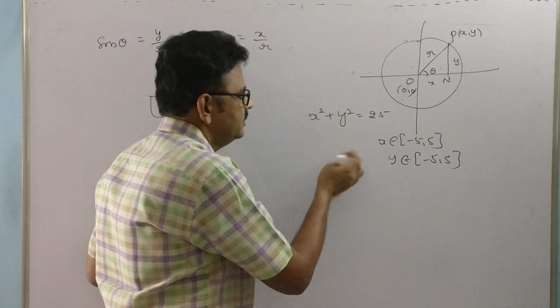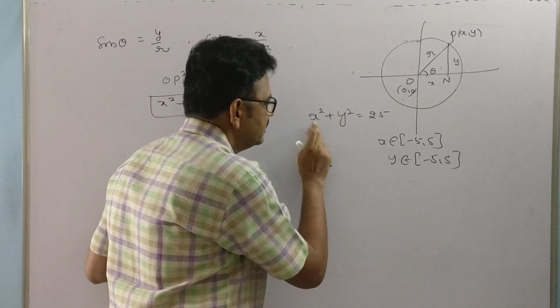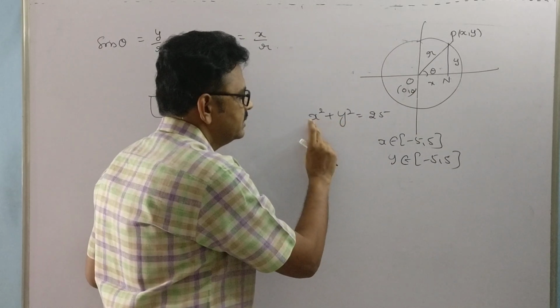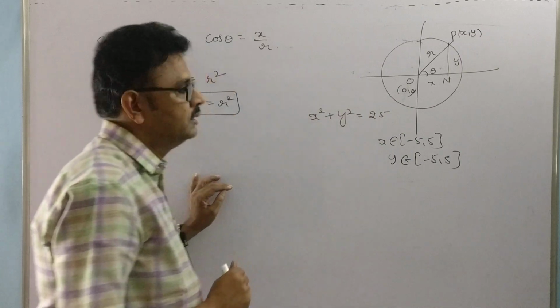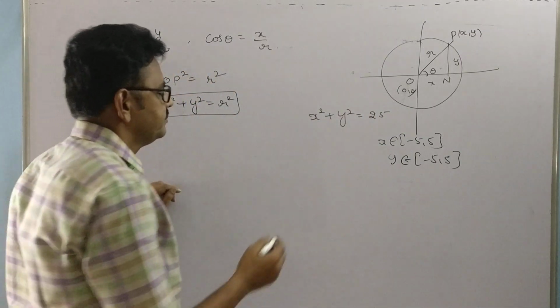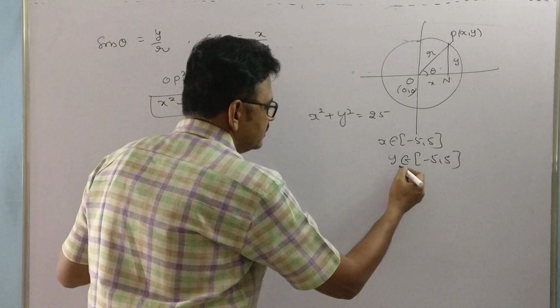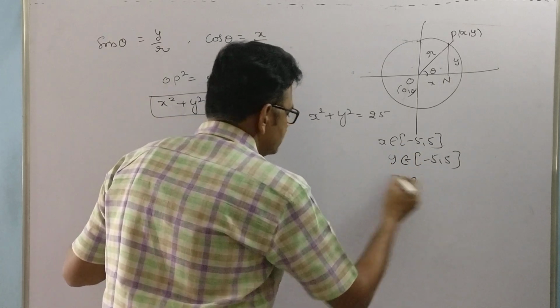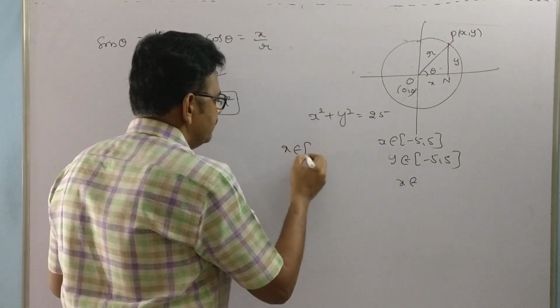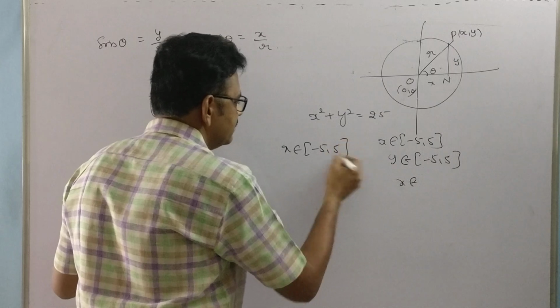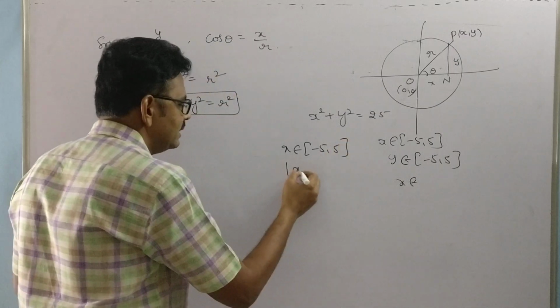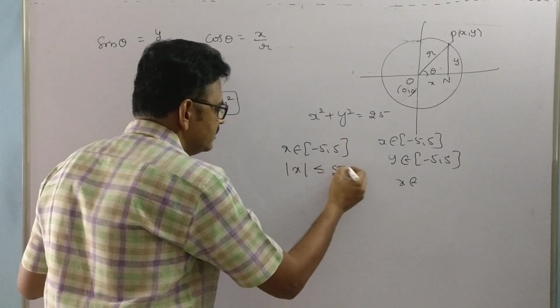Not possible. If y is equal to 5, x value is 0 because 25 plus 0, then it satisfies. That is, but x belongs to minus 5 comma 5. What is the meaning of this one? That is mod x less than or equal to 5.